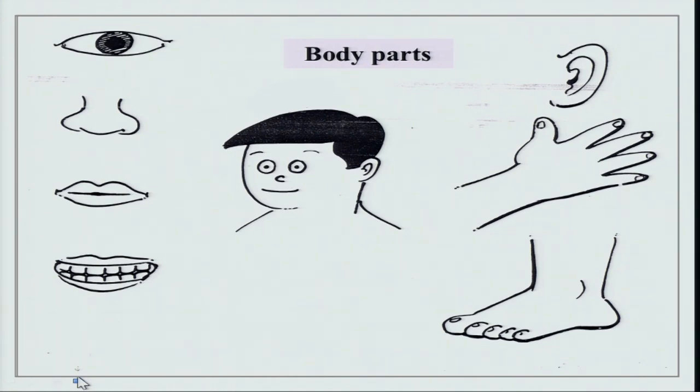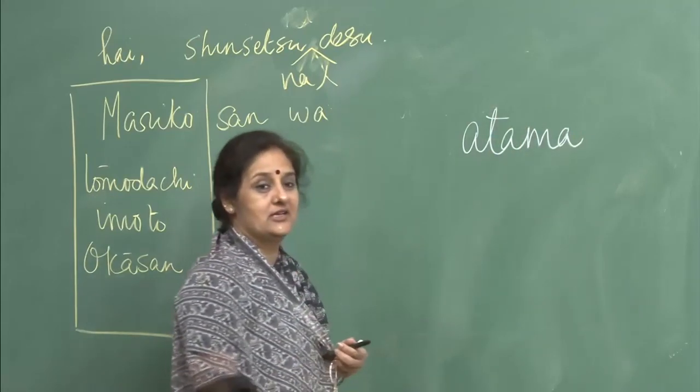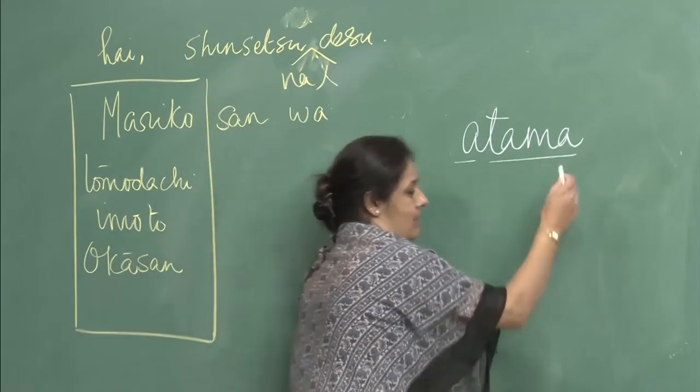Now we have done these body parts. Me, hana, kuchi, ha, mimi, te, ashi, kao. So, well, let us see what it is. Me, hana, kuchi, ha, mimi, te and ashi, and then we have kao. So, it is not COW, it is KAO. Please remember that. And of course, this part over here, this is the head, that is called atama. I will just write it down for you. Atama. And please don't pronounce it as atma, it is atama. Please remember that.